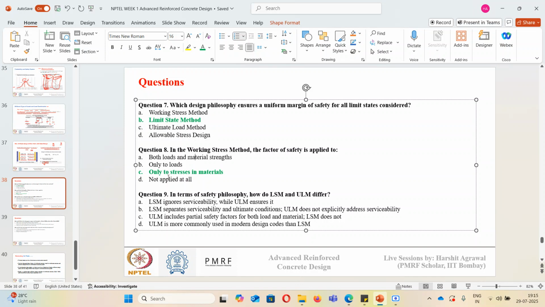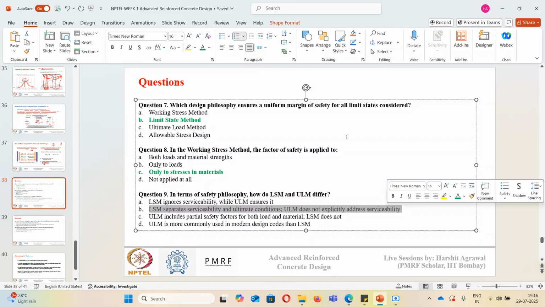Or we can say only to the strength of the material, not the stress. So the strength of the material is where we are applying the factor of safety. Question number 9: in terms of safety philosophy, how do limit state method and ultimate load method differ? So the correct answer will be B for this.